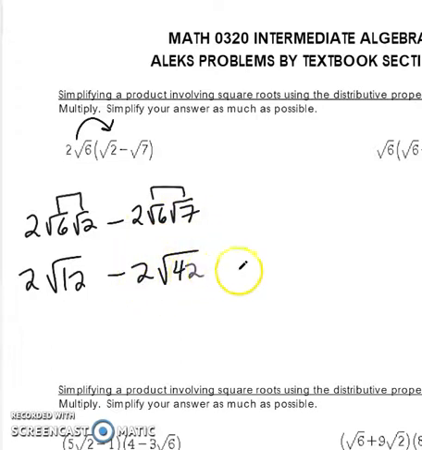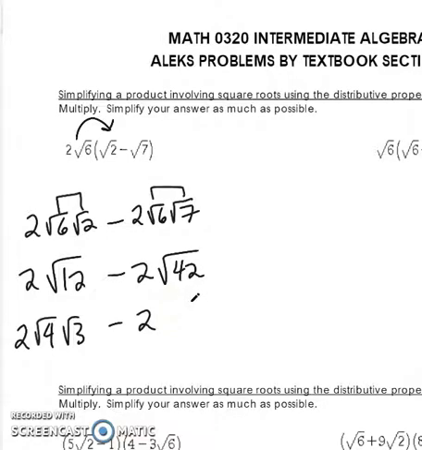Root 42. Any perfect squares in 12? Yeah, 4 times 3. So we have 2 root 4 root 3 minus, any perfect squares in 42? Let's see, 4, 9, nope.